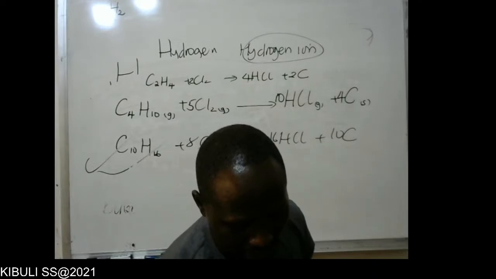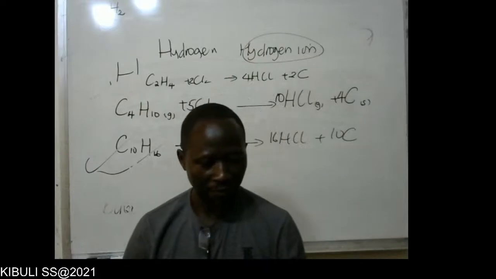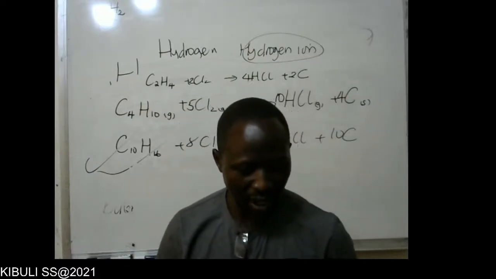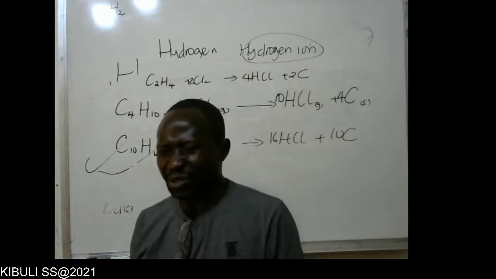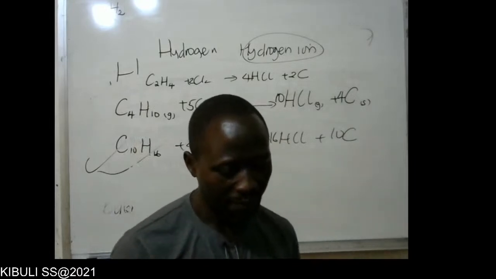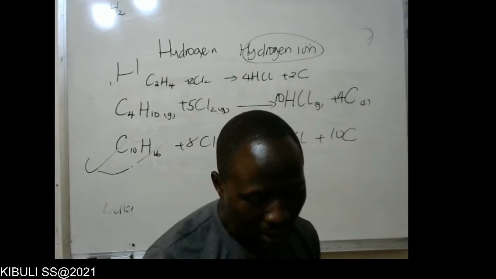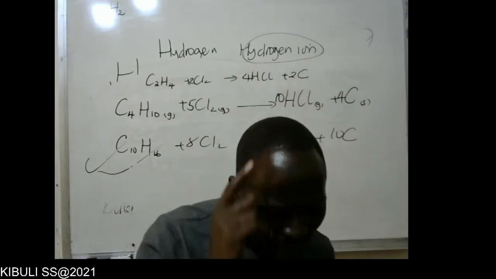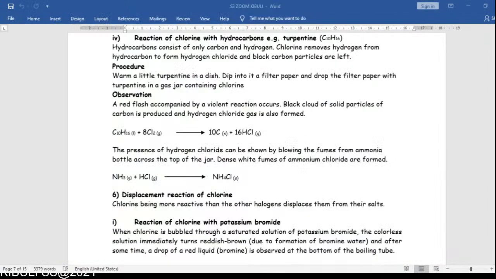You leave reaction 3 first and go to reaction number 5, 4, which is the reaction of chlorine with hydrocarbons, and we are quoting that compound, turpentine. Let the things not disturb you; think of simple things. The reaction gives a red flash, a violent reaction forming black particles of carbon and white fumes of hydrogen chloride.